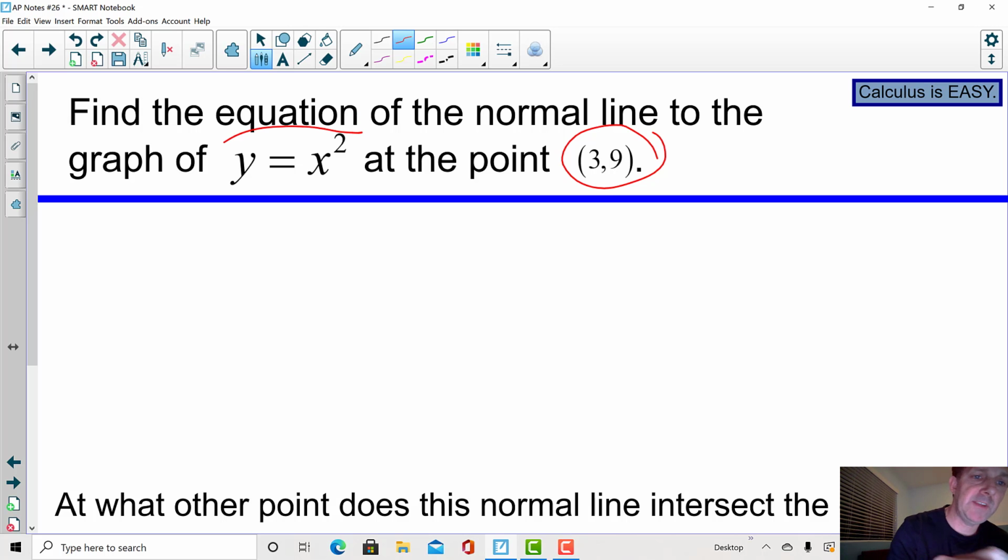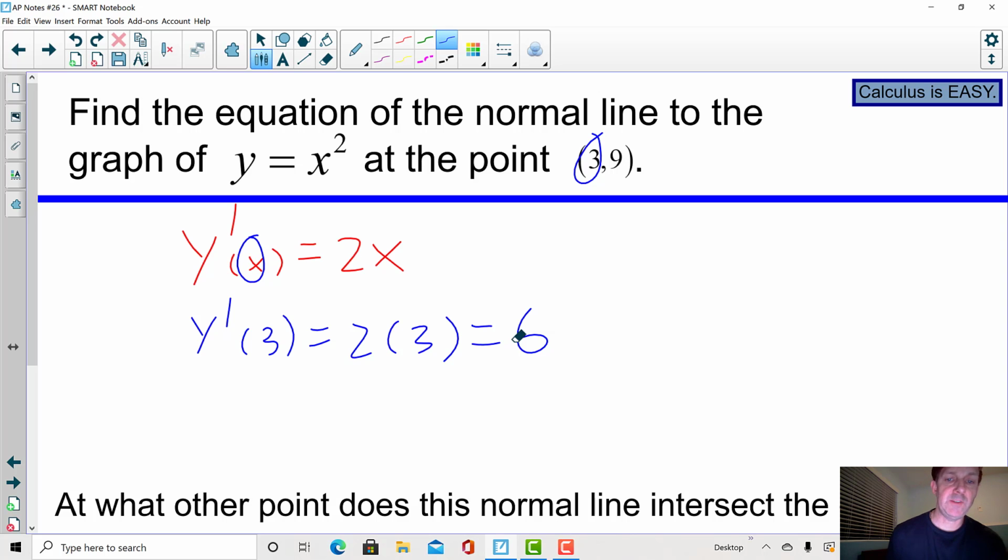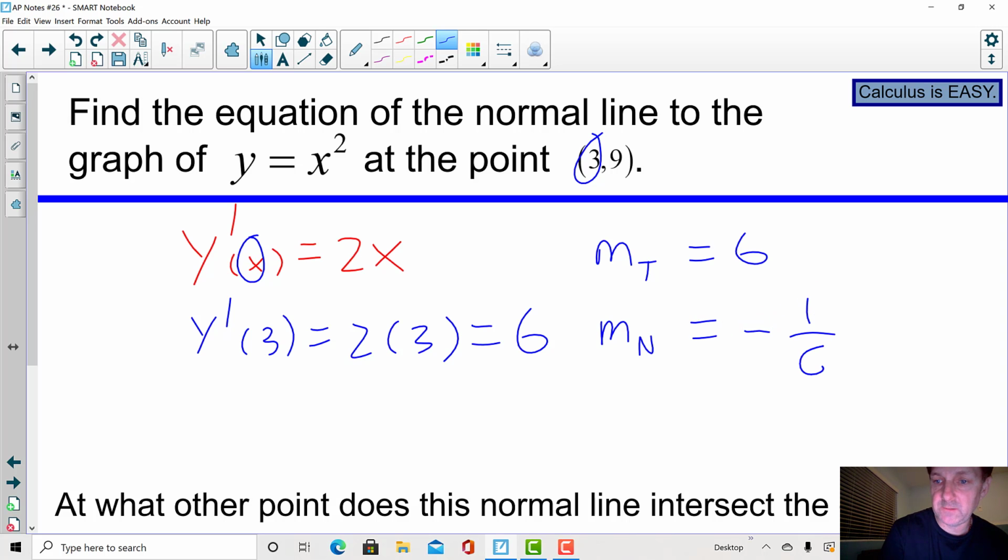I know the slope of the tangent line. It's just going to be the derivative. So it's just going to be 2x. But we're not doing the equation of a tangent line, we're doing the equation of a normal line. So I got to figure out what the slope is when x is 3. So I can just plug a 3 here. y prime of 3 is 2 times 3. So I'm getting 6. So the slope of the tangent line is going to be 6. That means the slope of the normal line is going to be negative 1 over 6.